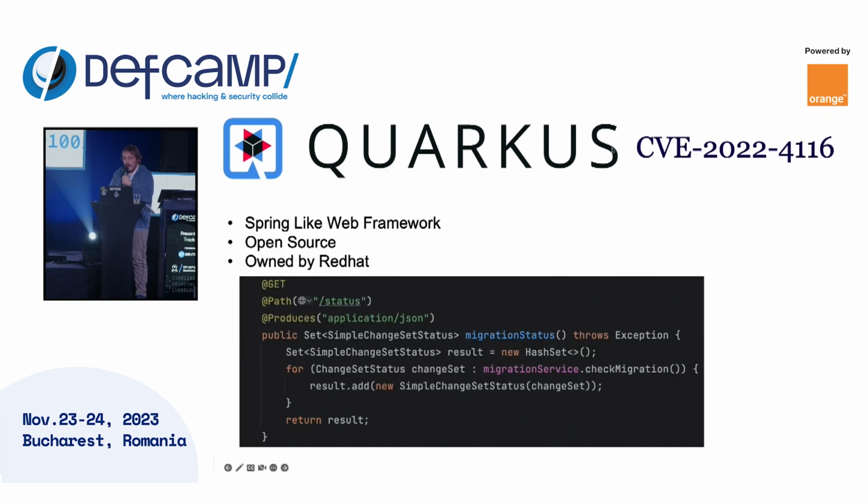Okay, let's get back to the demo. Okay, so that was Spring. Then I moved on to Quarkus. It's a Spring-like framework, similar to Spring in many ways. Even the syntax of the code looks pretty much the same. Again, created for web applications and APIs, things like that.